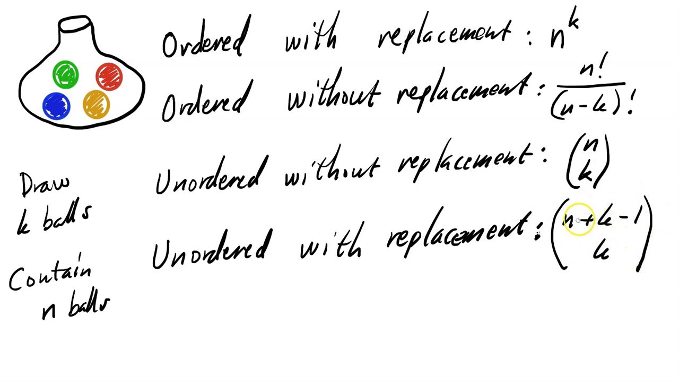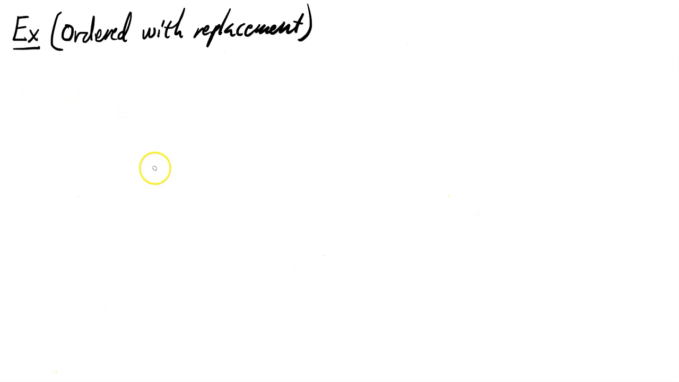So already here we see a reason for factorials and binomial coefficients, because they are right here in the formulas. These formulas would be much longer if we wrote them without using these symbols, factorials and binomial coefficients. Okay, so let's go through these cases one at a time. So let's first look at the example of ordered with replacement.